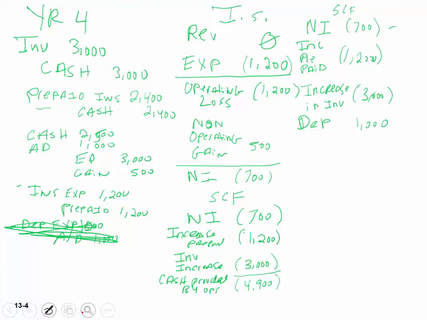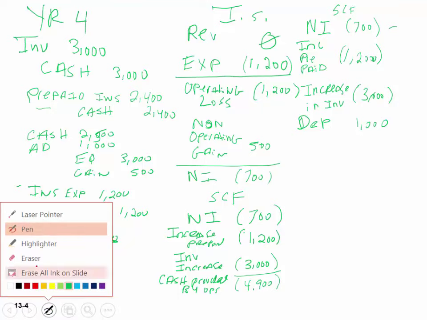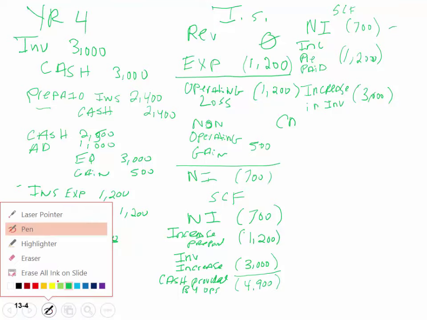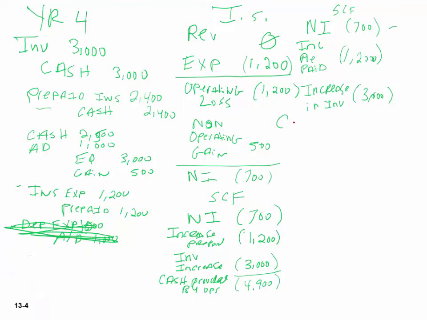I don't need to worry about depreciation. Let me erase that. I got rid of that problem. I'm not going to worry about interest on this loan. Okay. And so I've gone through and considered my operating items, haven't I? So cash used by operations is this $4,900, right? But I'm still not ready for that. Come on, John. I still have to deal with this gain.